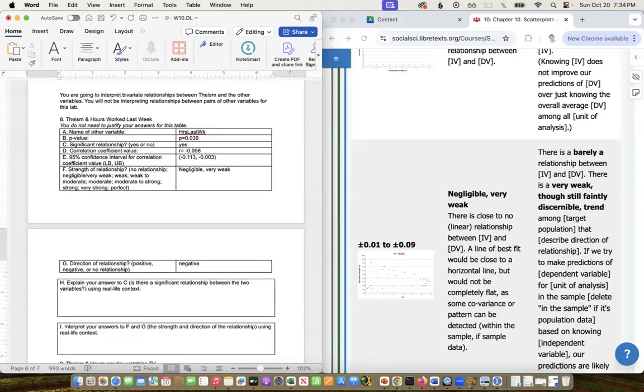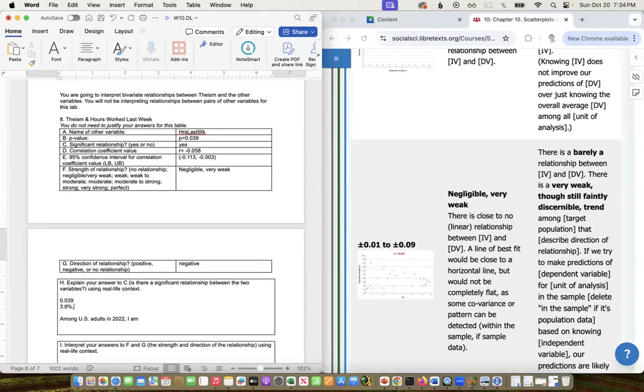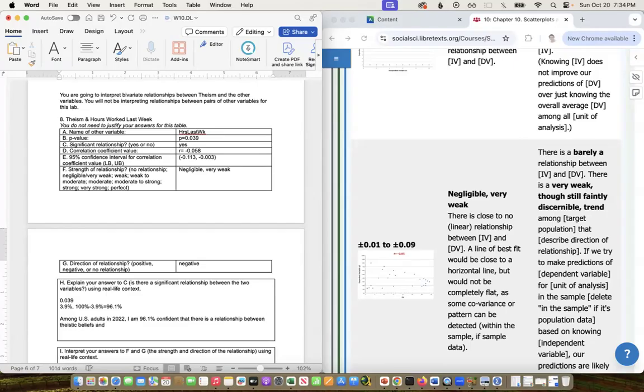Okay. Now I'm going to answer, is there a significant relationship using real life context? So among US adults in 2022, let's see, if P is 0.039, then that's 3.9%. 100% minus 3.9% is 96.1%. So I am over 95%. I am 96.1% confident that there is a relationship between theistic beliefs and hours worked last week.